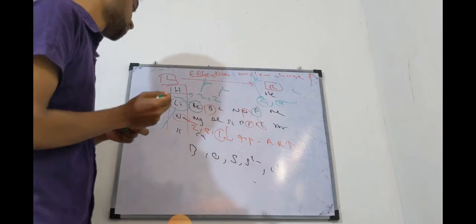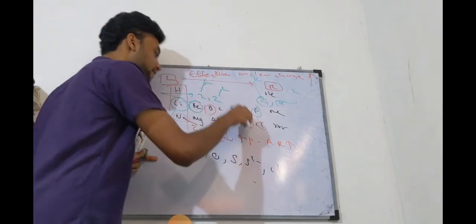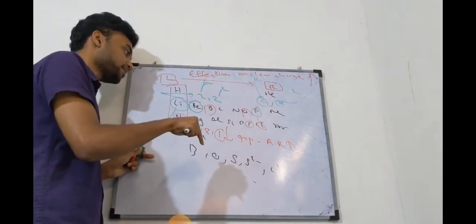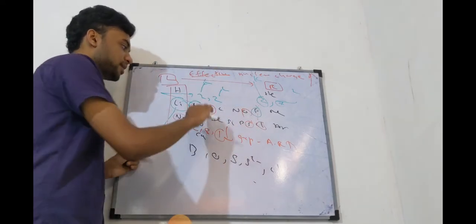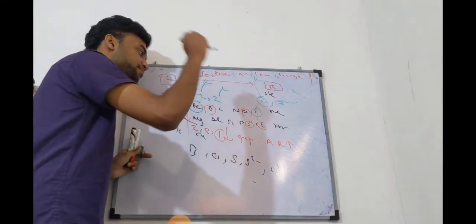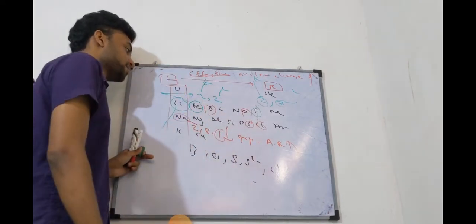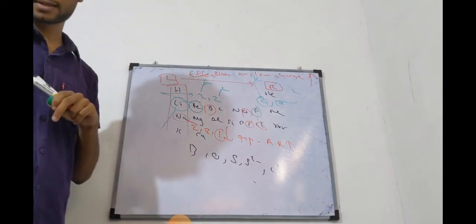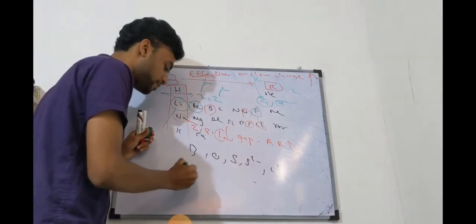Look at this first. Boron and oxygen belong to the same period. What's happening? From left to right, we know atomic radius decreases. Why? Effective nuclear charge increases. Whose effective nuclear charge is more? Oxygen's. Therefore, the atomic radius of boron is greater than oxygen. Is that clear? So oxygen has a lower atomic radius than boron.